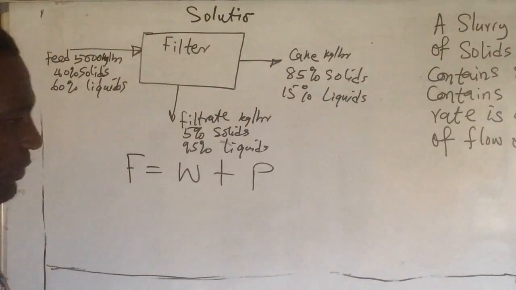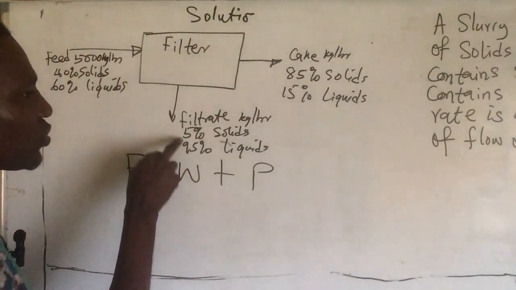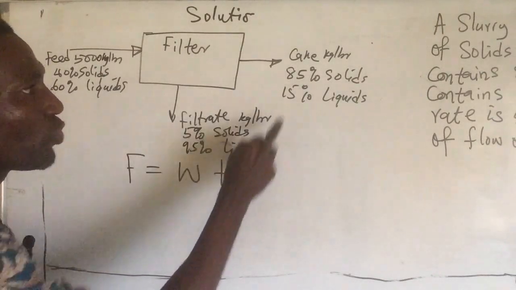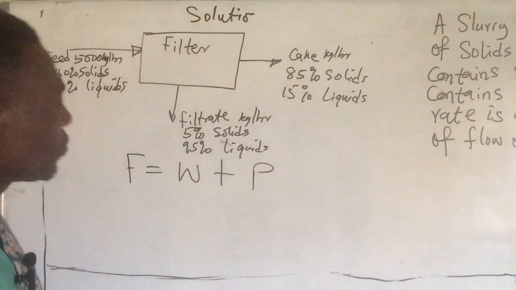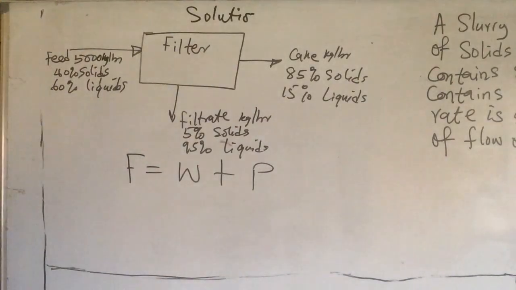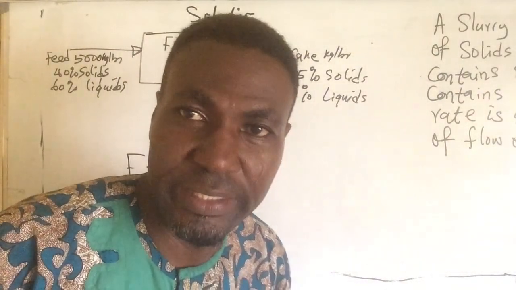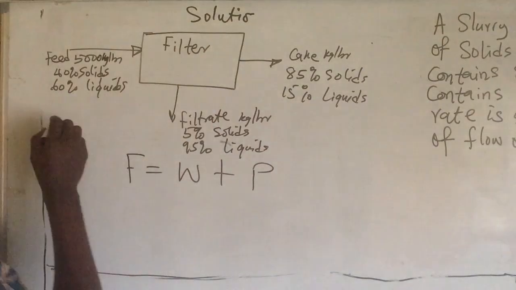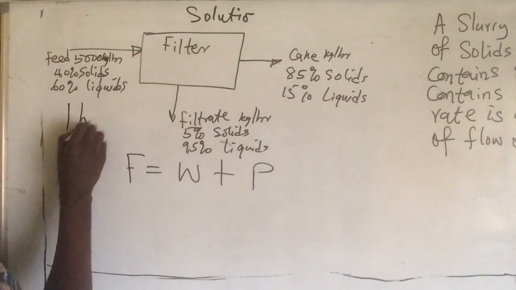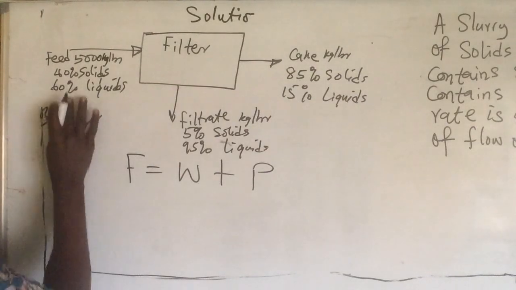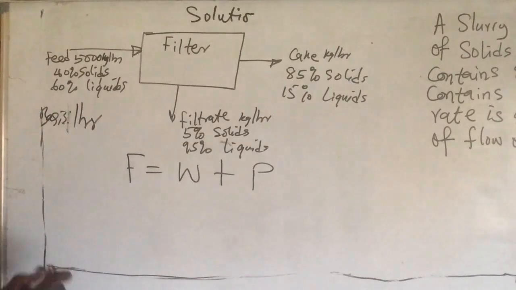In this aspect, we take our waste to be water, the filtrate. Then we take our product to be cake. Remember that we have what we call basis. In material calculation, you state your basis. So our basis should be 1 hour.